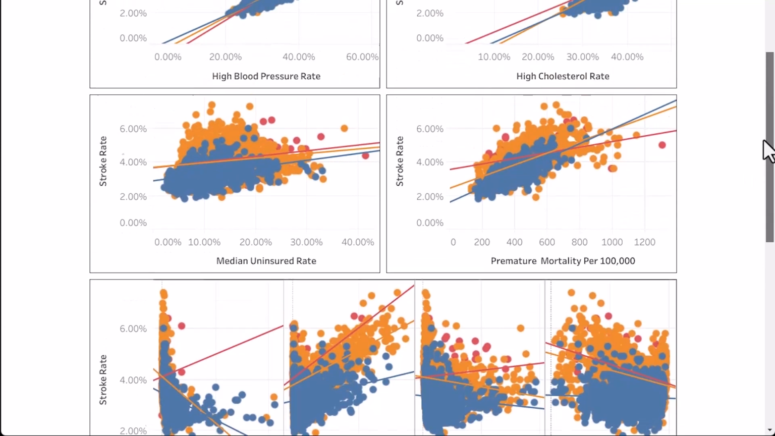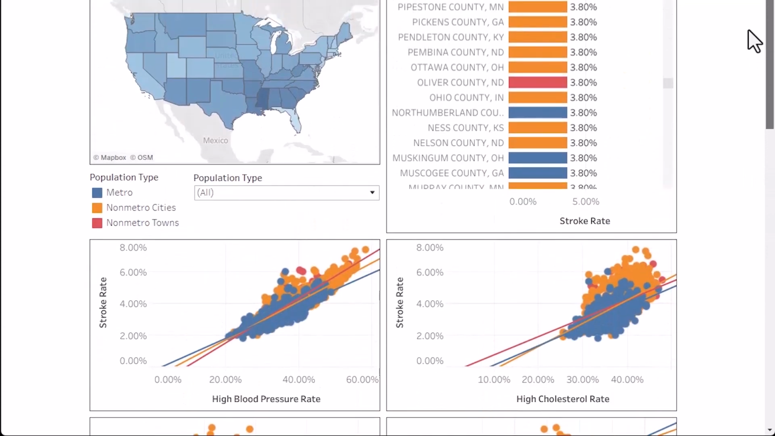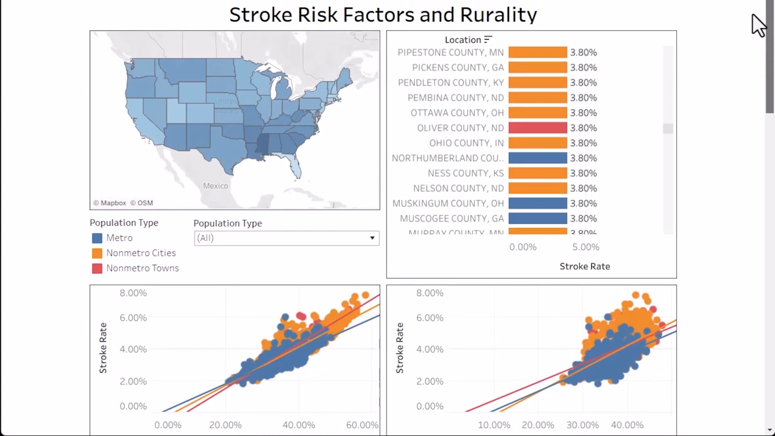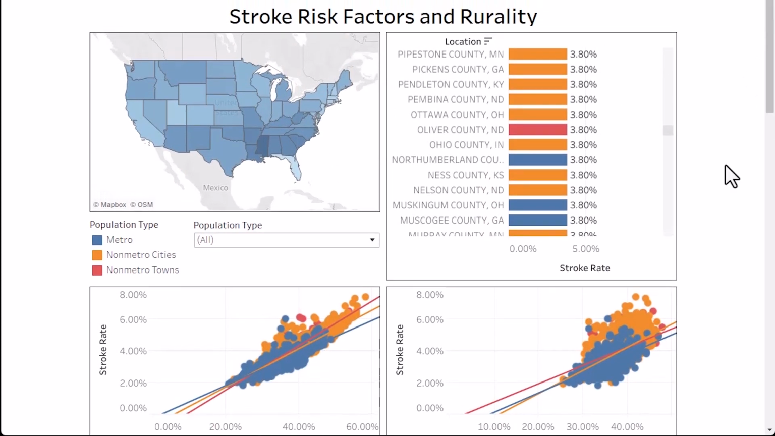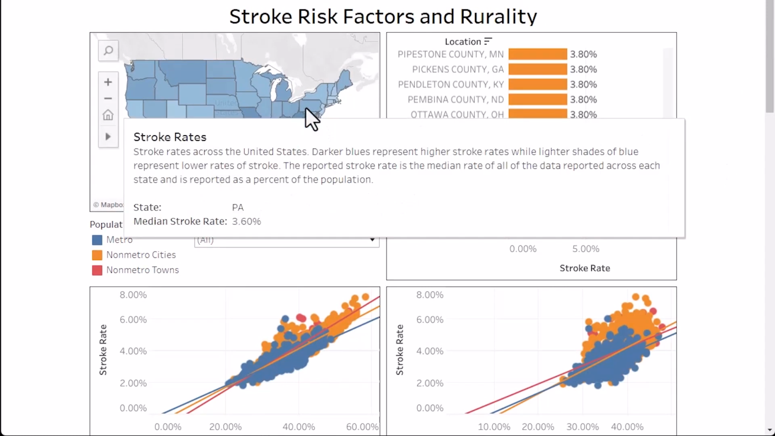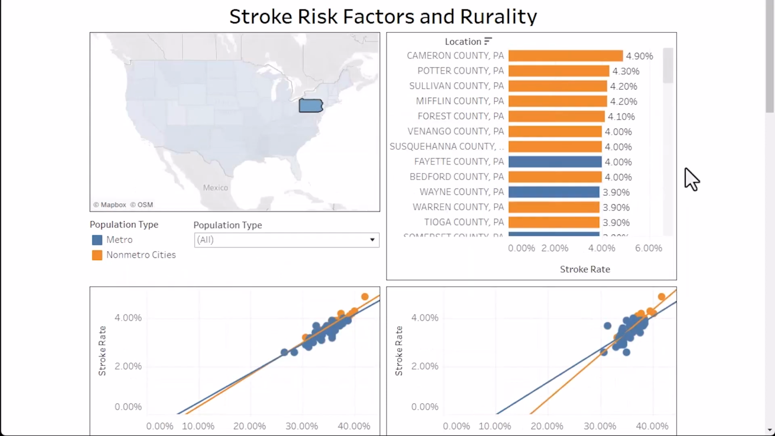What we can do next is, this is an interactive dashboard, so we're able to filter or decide what data we want to look at. Let's say we wanted to take a look at the state of Pennsylvania. We can see that Pennsylvania has a median stroke rate of 3.6%. If I click on Pennsylvania, the dashboard is going to update, and it's going to filter the data so that we're looking at only data from the state of Pennsylvania.